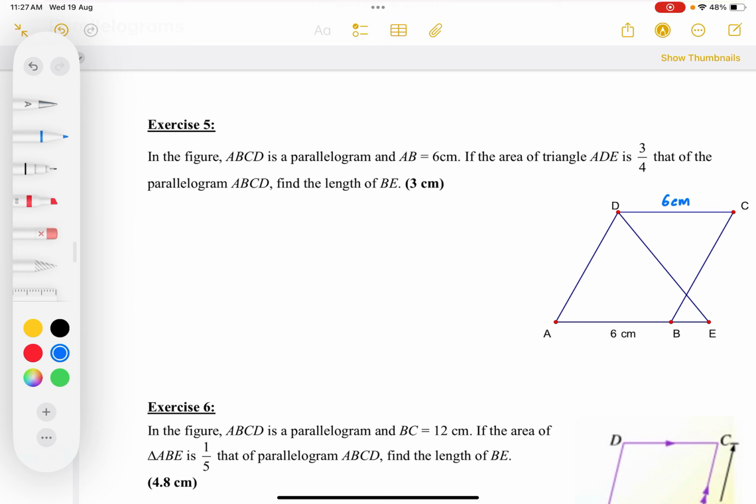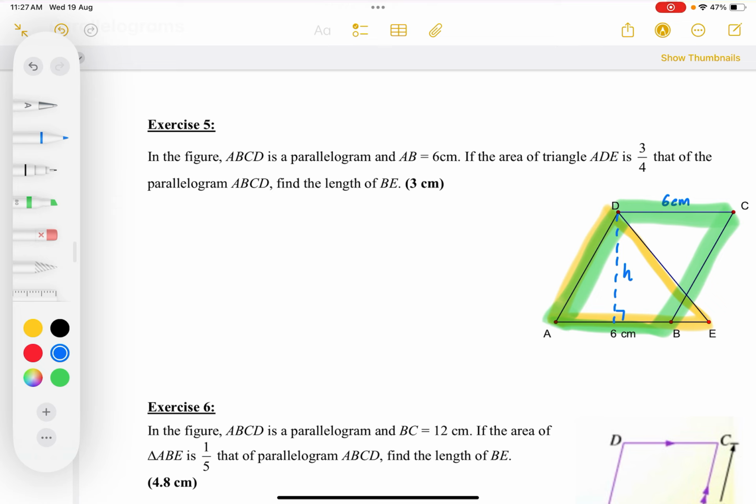So ADE and ABCD, we are comparing these two. What do they have in common? Let me highlight the triangle. ADE is our triangle versus our parallelogram ABCD. Okay, so what do these two shapes have in common? By observation, they share the same perpendicular height over here. This will be the key to finding the relationship between their two areas. Let's call this H.